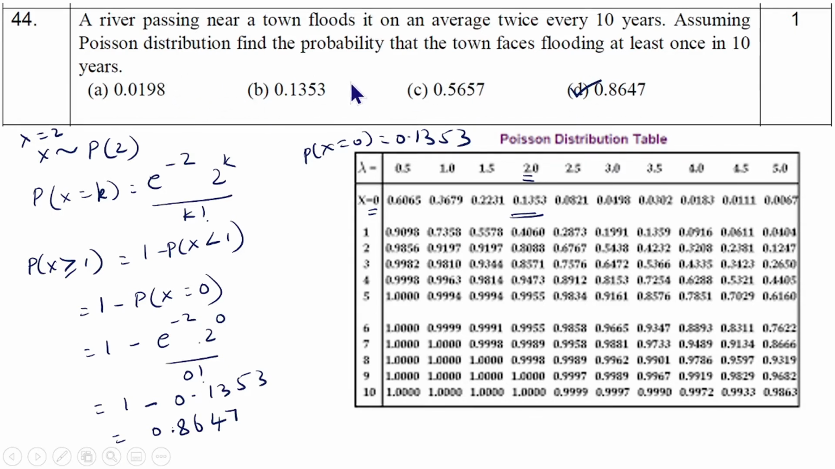So based on the information which is given, we can find that lambda is equal to 2 and X follows Poisson distribution with lambda equal to 2. We need to find probability of X greater than or equal to 1, or it is equal to 1 minus probability of X less than 1. So here it is equal to 1 minus probability of X equal to 0. So for lambda equal to 2 and X equal to 0, we have the value using the Poisson distribution table as 0.1353. So 1 minus 0.1353 is 0.8647. So the correct option is option D.